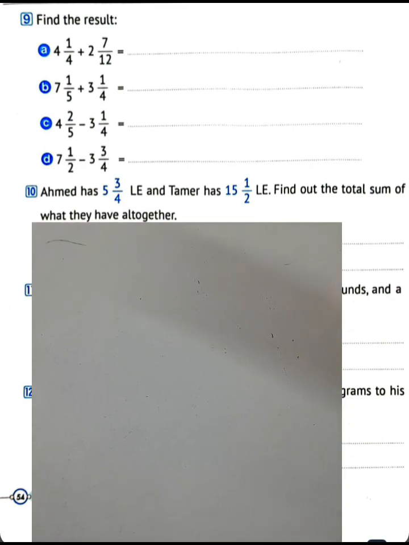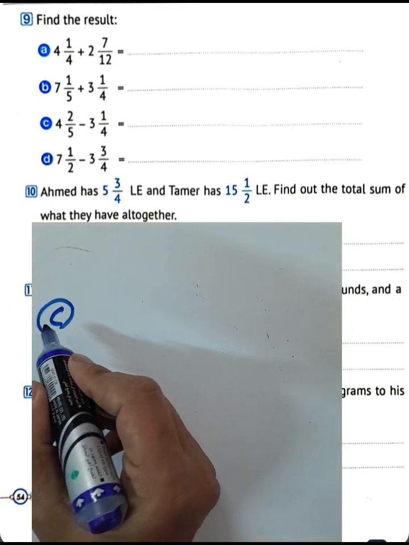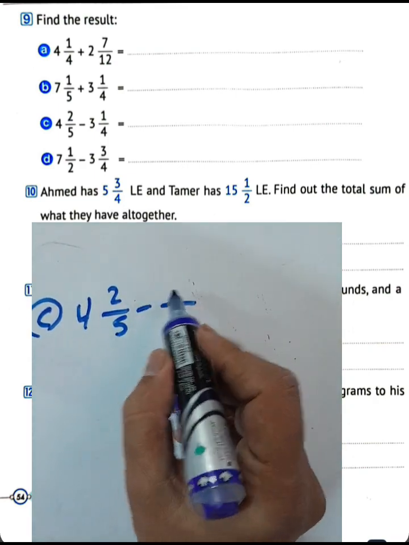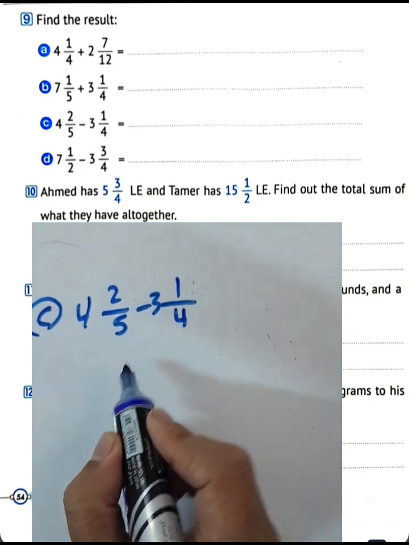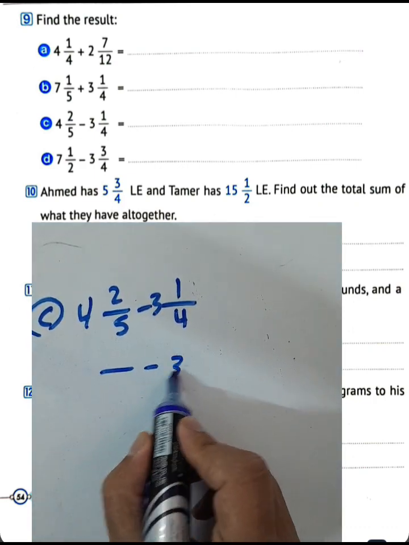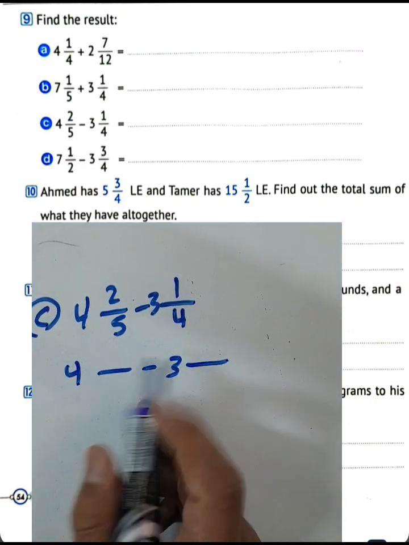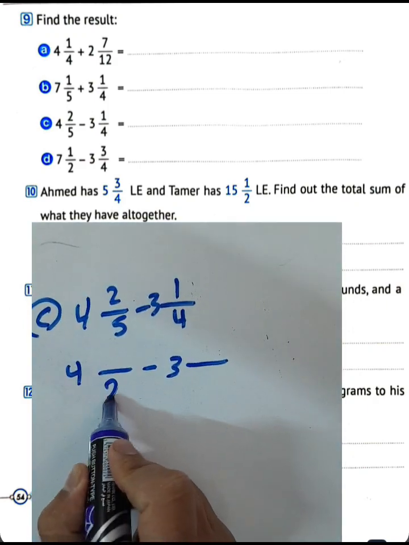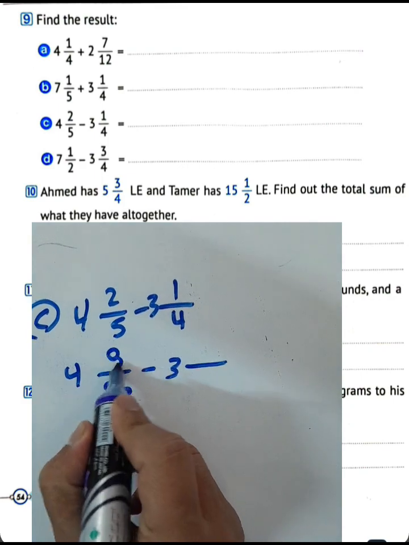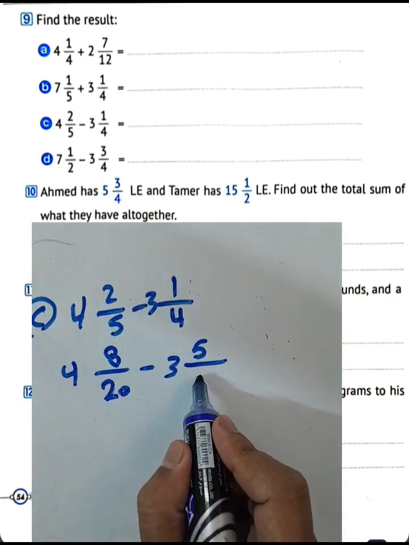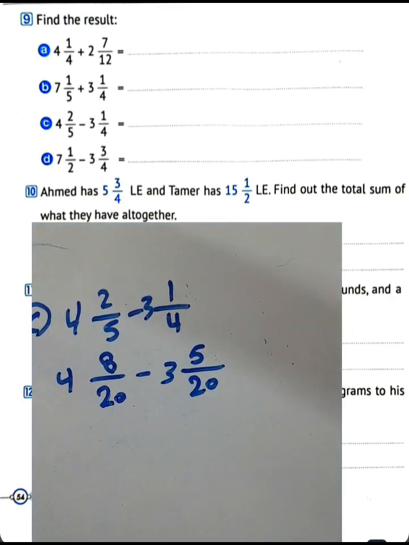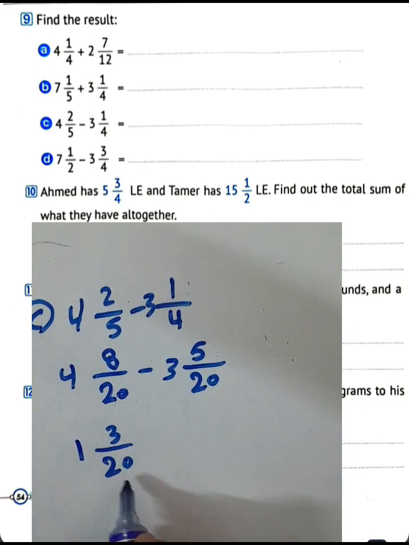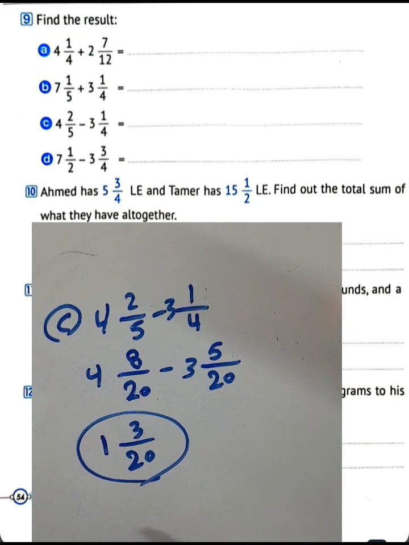Next question, letter C. We have 4 and 2 over 5 subtract 3 and 1 over 4. We can find the least common multiple between the two denominators, 4 and 5, which we call relatively prime numbers. Then 4 times 5 equals 20, and 4 times 2 equals 8, and 5 times 1 equals 5. And then write 20 in the denominator. 4 minus 3 equals 1. 8 minus 5 equals 3. The result will be 1 and 3 over 20.